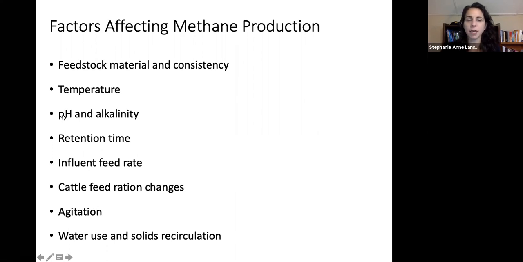You need to think about the pH and alkalinity. Again, we want to keep the pH around 7. They don't like really low pHs or too high. You need to think about how long you're going to keep it in the digester. Often it can be 20 to 30 day retention time inside a typical dairy digester in the US. In Europe, they actually add a lot more corn silage, and that corn silage takes longer to break down than the manure, which has already been broken down in the cow's gut. So they often keep their digesters running for 50, 60, 70 days.